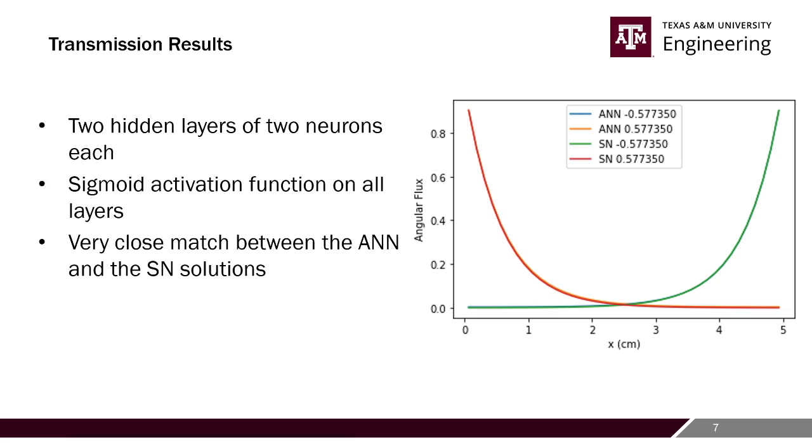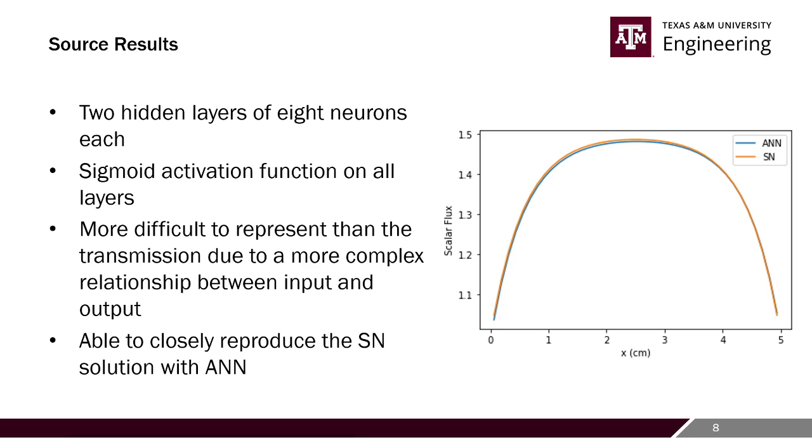Our transmission neural net has 2 hidden layers of 2 neurons each, and there is a sigmoid activation function on all of the layers. With this, we're able to get a very close match between the artificial neural network and the SN solution, which is the discrete ordinates solution, the general method of solving radiation transport problems. Now that we have this transmission part solved, we can then move on to the source contribution portion.